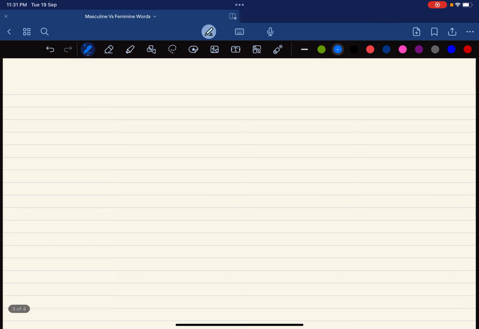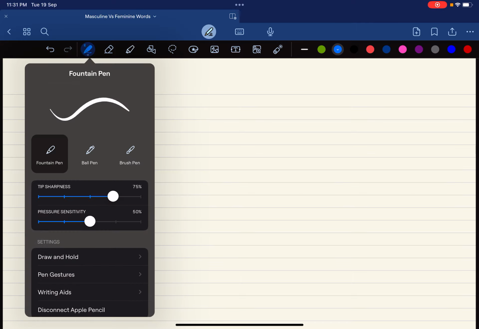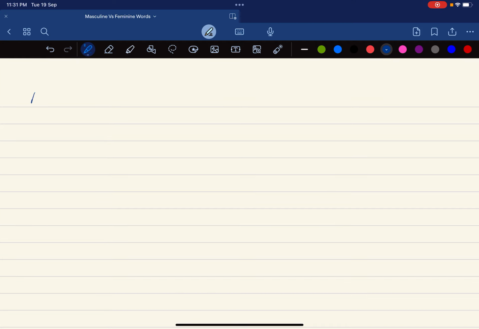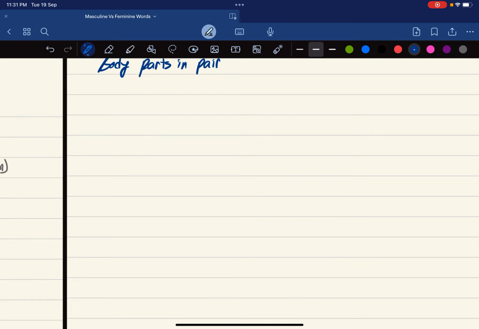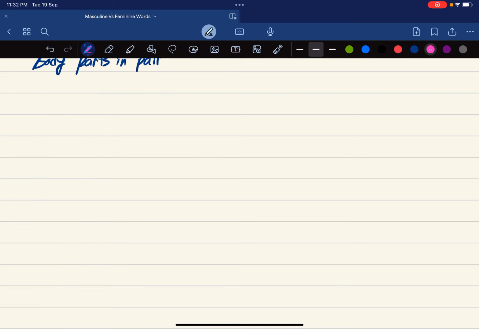Body parts in pair. Now I don't want to go into details here because we will eventually get to study body parts in detail when we go into that part. But still, why not? Let's see. Okay, body parts in pair. Basically, as the title suggests, these are body parts that we have in pair. And I will be listing a few words here, not much, because as I said, we don't want to do too much detailed stuff here.